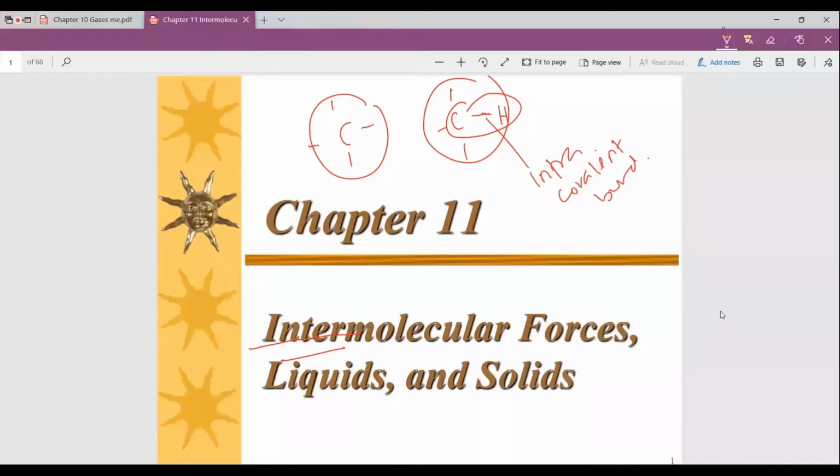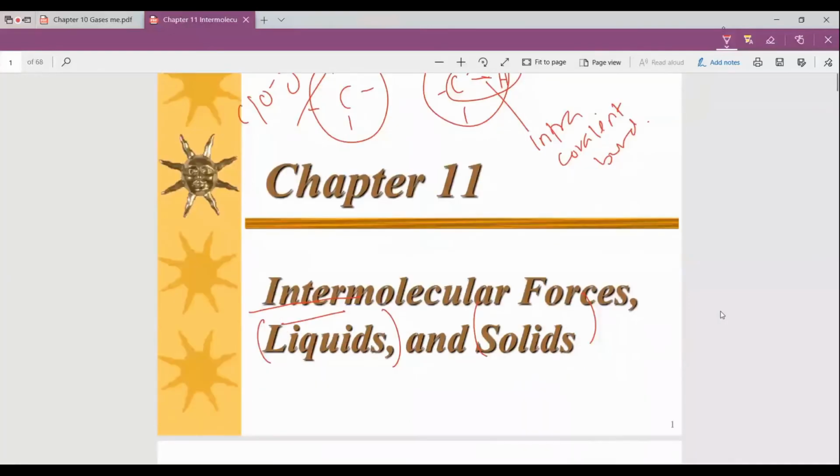Intermolecular forces, we have 4 types: ion-dipole, dipole-dipole, hydrogen bond, and London dispersion force. Only 4. And then we compare between these 4 forces. Then we will look at chapter 11, liquid and solid. Just now, chapter 10, we focused only on gases. Then chapter 11, a bit about the liquid and solid.